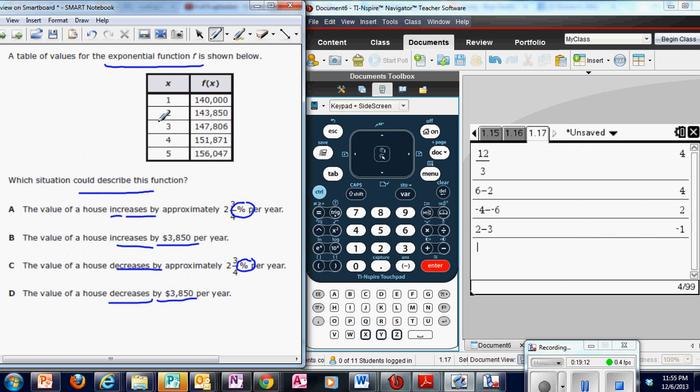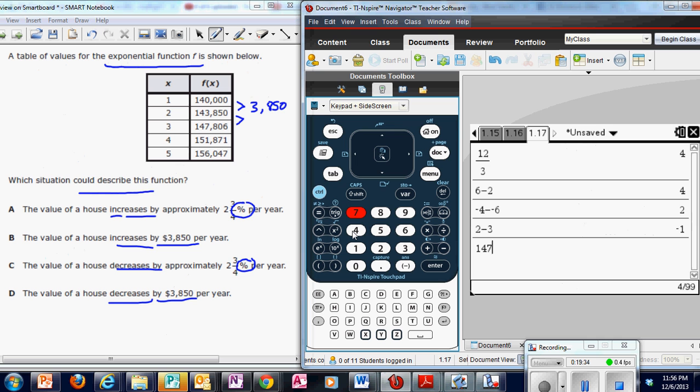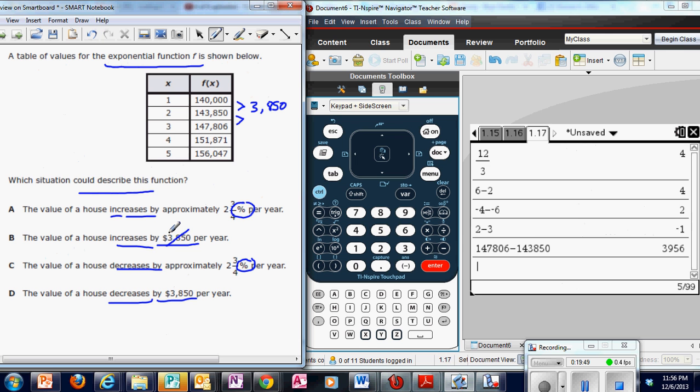So this first one is the easiest to see, $3,850. But it's doing that every time. So this is back to using your slope formula, y sub 2 minus y sub 1. Let's try y sub 2 minus y sub 1 on the second one. 147,806 minus 143,850, and you clearly do not get the same number. So neither of these can be our answers. Can't jump the gun on the first thing you see.